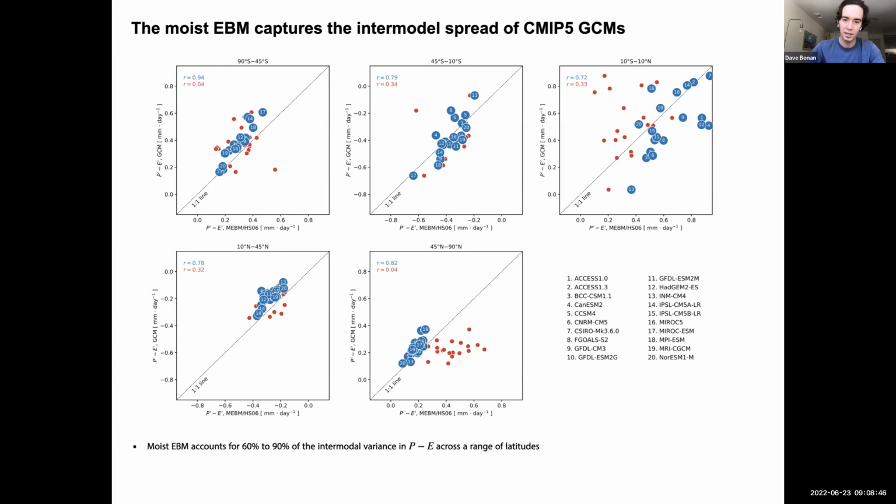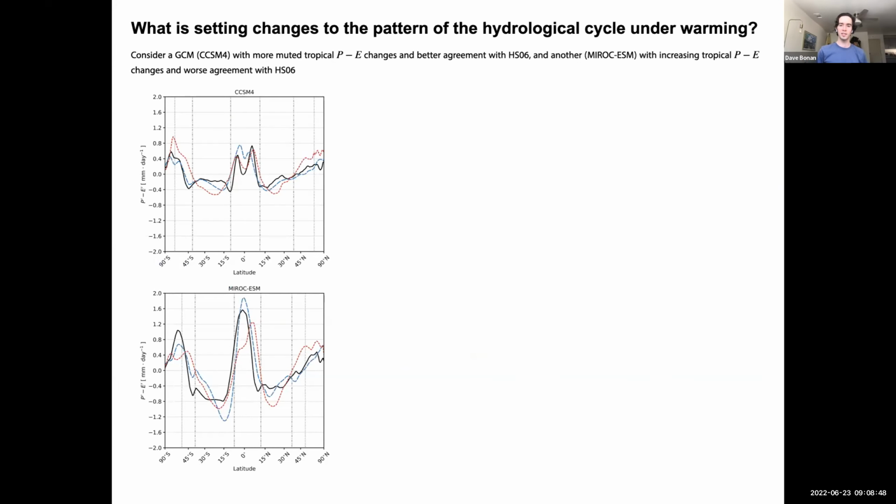And so we can begin to ask, well, what's going on here and why is this? I'm going to gloss over some things, but we've traced this down to the spread and the feedbacks across CMIP5. What I want to highlight here is just two different models with two different responses. In the top panel is CCSM4, which is a more muted response, and in the bottom panel is the MIROC ESM, which has a more amplified hydrologic response.